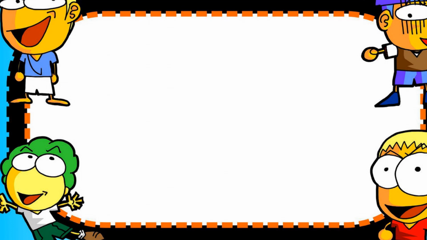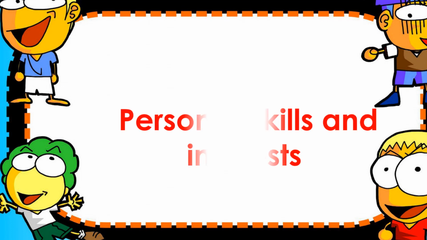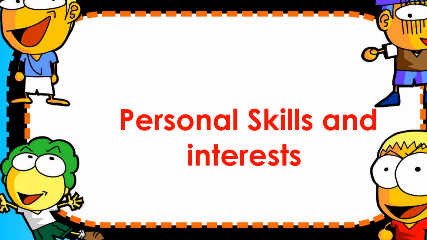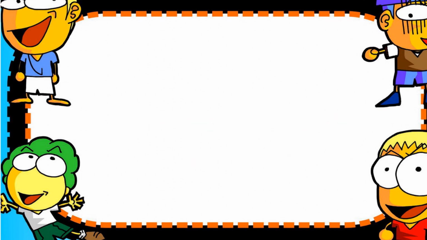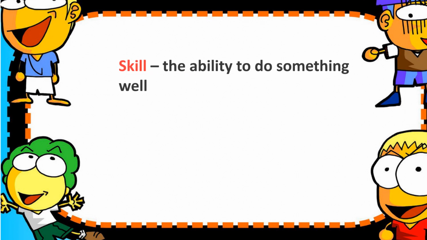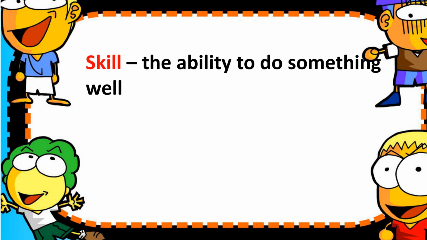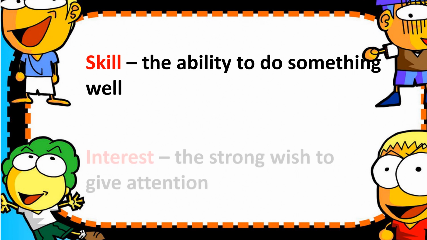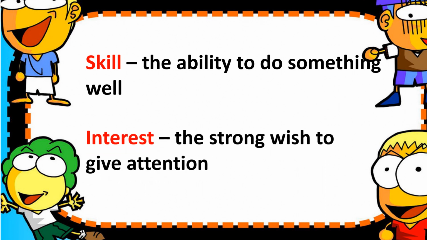And the last topic for your final is about personal skills and interest. Personal skills and interest. Now you have to remember what is the difference between skills and interest. When we say skill, it is the ability to do something well. When we say interest, it is the strong wish to give attention. Okay, can you read again? One more time. Skill is the ability to do something well, while interest is the strong wish to give attention.